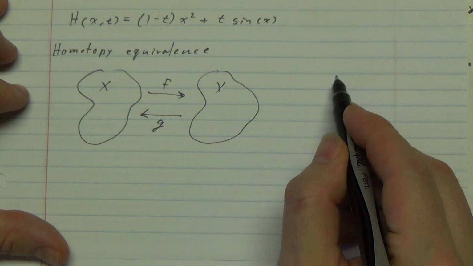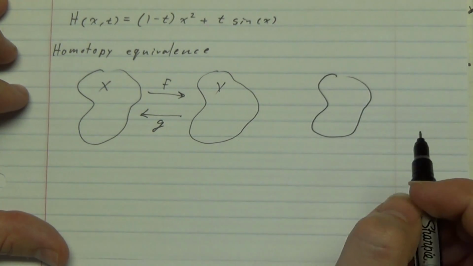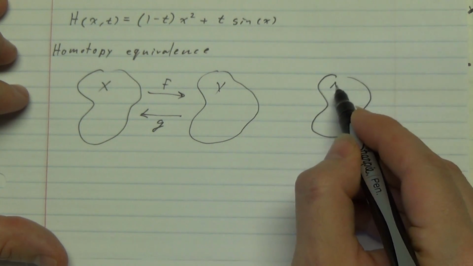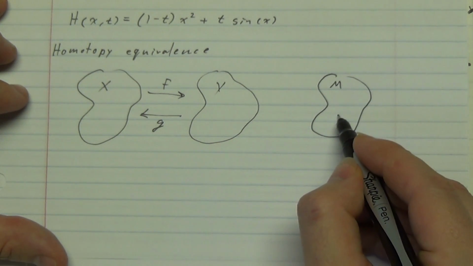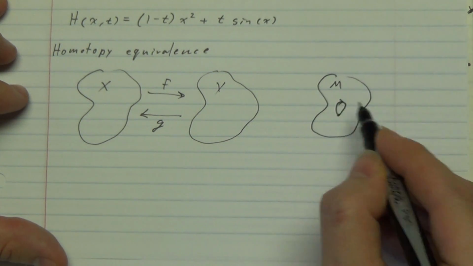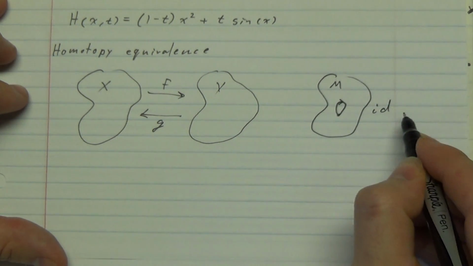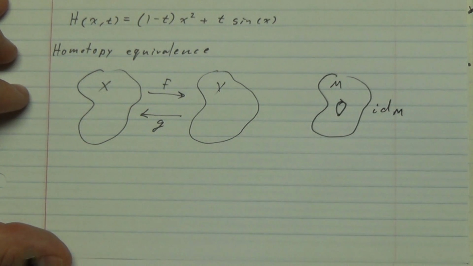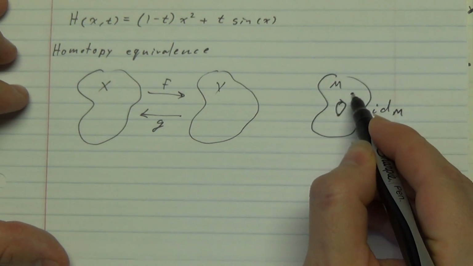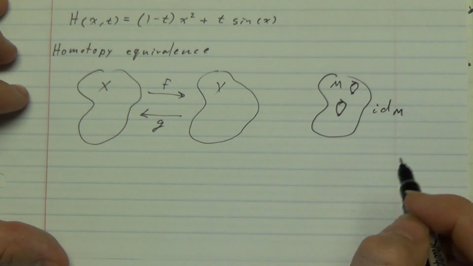Let me show you a special function on any topological space, let's call it M. The map that takes a point back to itself is called the identity on the space. So this is the identity on M. Every point in M is being taken right back to itself.